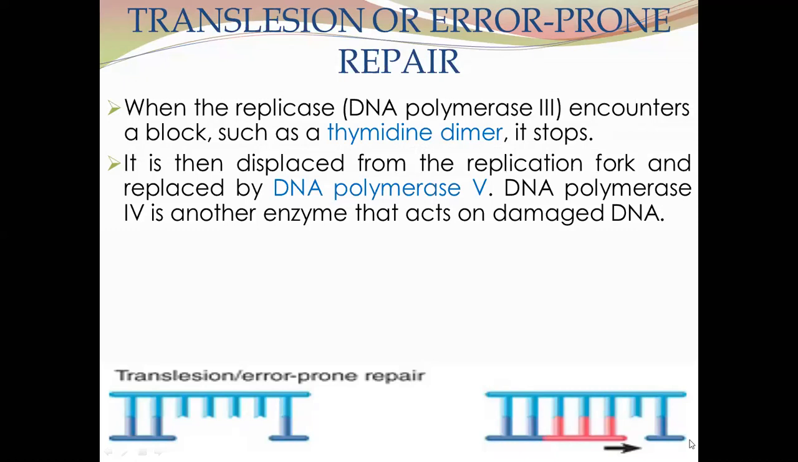And after the completion of the replication process, the newly synthesized copy of DNA will have some errors. So this DNA repair system is known as error-prone repair because at the completion of replication, the newly synthesized strands of DNA, or DNA duplexes, will have some errors at certain places. So this repair system is commonly known as the error-prone repair system.